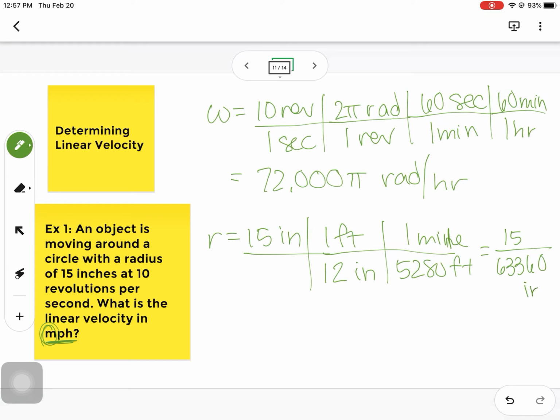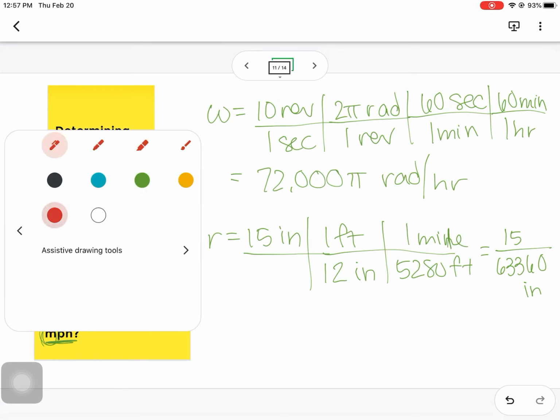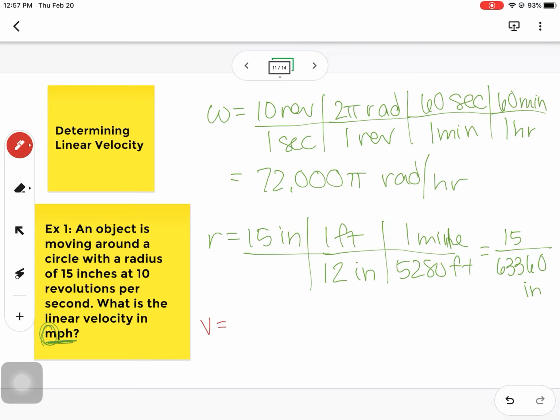There, 15 inches are 15 out of 63,360 of a mile. So you have to convert both things, but now I can find my velocity by doing my omega times my r. So I'm going to do 15 divided by 63,360, and then times 72,000 pi, and I get 53.5 miles per hour.